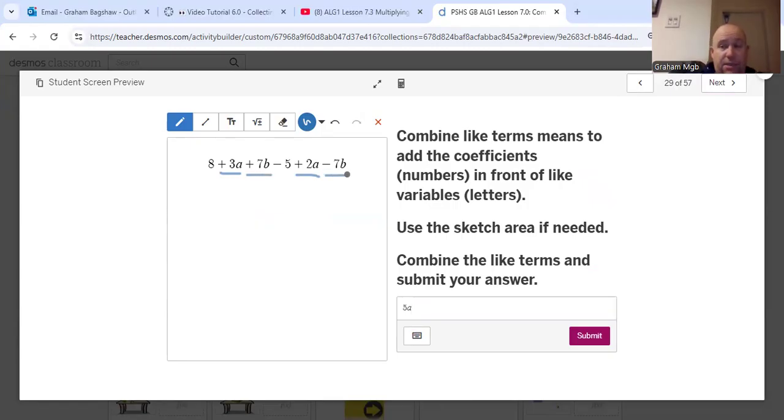So 7 take away 7 is 0. So I'm not going to put 0b. I'm just going to leave it at that. And then right at the start, I got 8 take away 5, which is 3. So I would put positive 3.